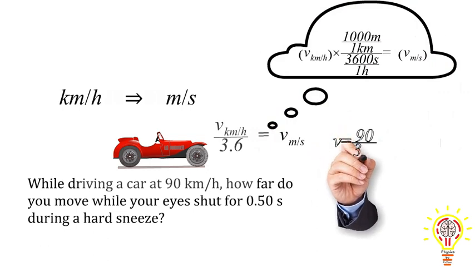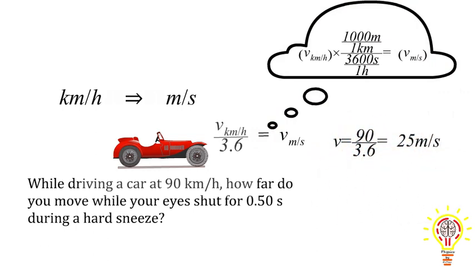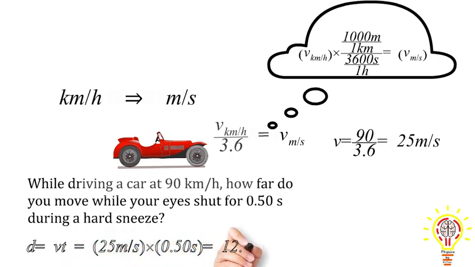So, the speed of the car is 25 meters per second. Distance traveled at constant velocity is calculated as the product of velocity and travel time. Thus, in half a second, the car travels a distance of 12.5 meters.